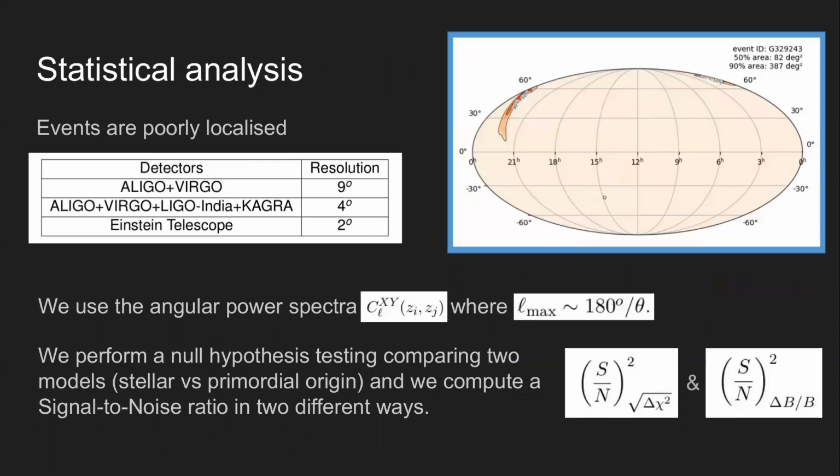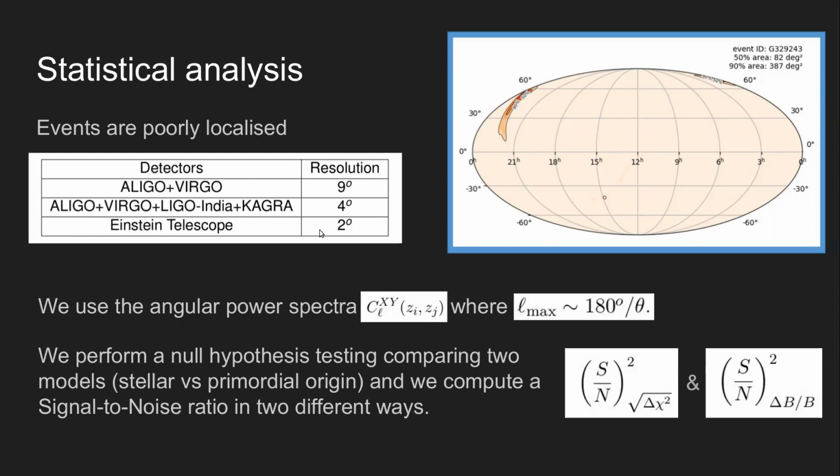So, of course, events are poorly localized, so you can't hope to decide on a one-to-one basis if the specific binary is made of primordial black holes or stellar black holes. What you want to do is a statistical analysis: to collect a large number of gravitational wave events, to build a map, and then to analyze the statistical properties of that map.